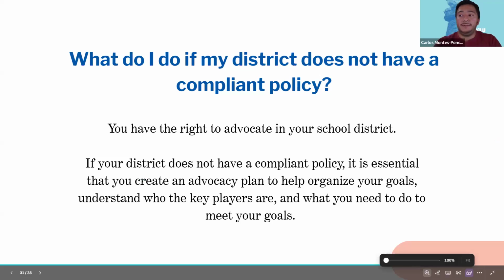Or maybe you find the policy and you feel that it's not up to date, that it's missing something. You can always set up a meeting with your school administrators. But I think before you go on to that point, it's important to create an advocacy plan in order to help you organize your goals and understand who the key players are and what you need to do to meet your goals. And with that, next slide, please.